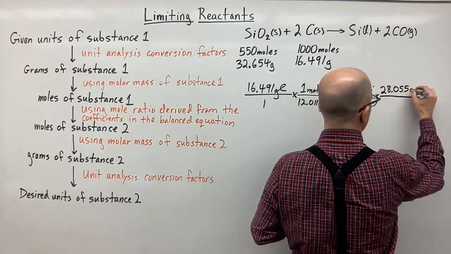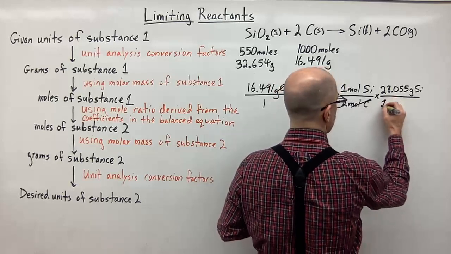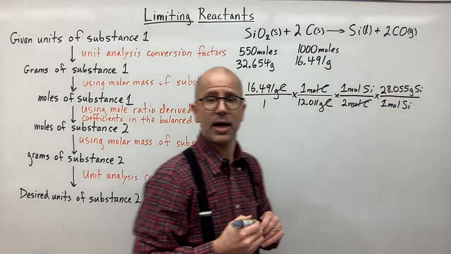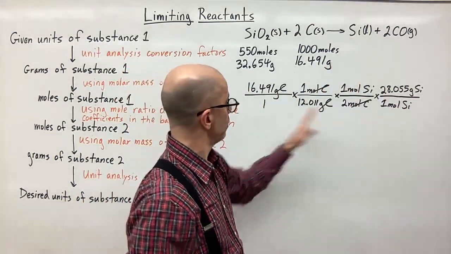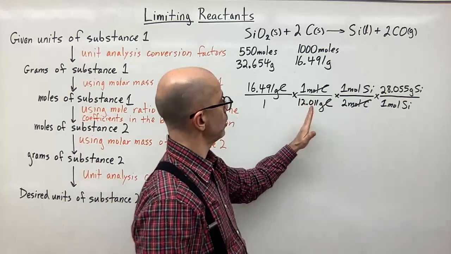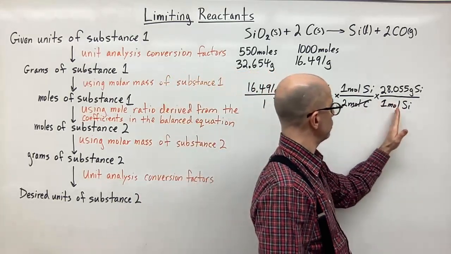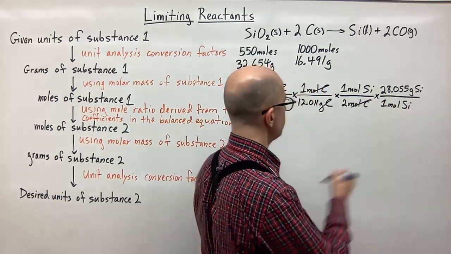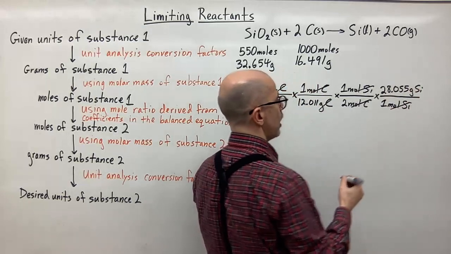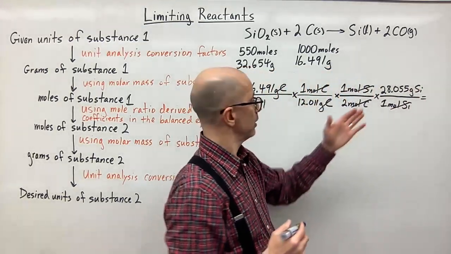28.055 grams of Si on the top and 1 mole of Si on the bottom. So there's my steps: grams of carbon to moles of carbon to moles of silicon to grams of silicon. So moles of silicon cancel out and I've got grams. Now all I need to do is calculate the amount of grams.